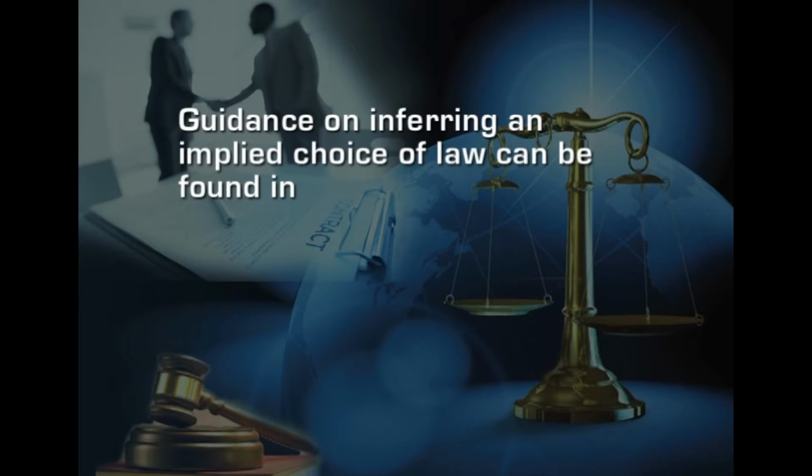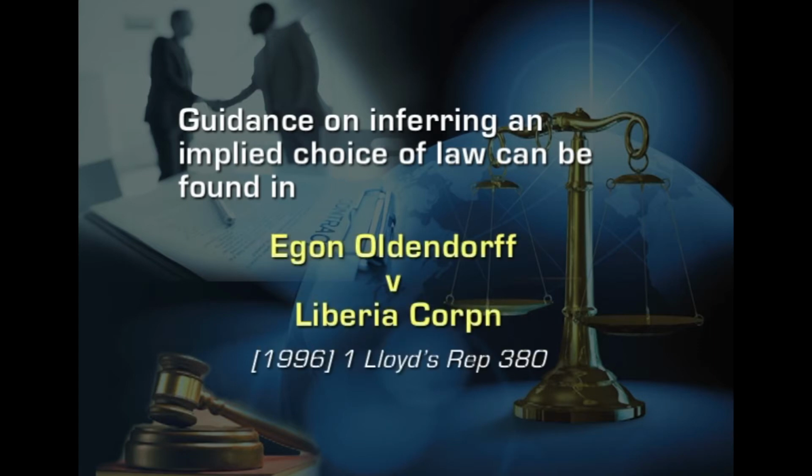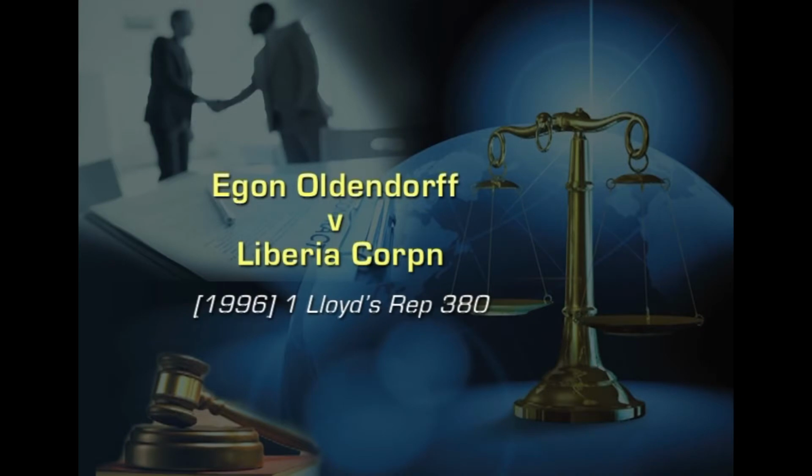Guidance on inferring an implied choice of law can be found in Egon Oldendorf versus Liberia Corporation case. A contract between a Japanese company and a German company did not have an express choice of law clause. There was an arbitration clause with arbitration seated in London and in the standard charter party contract. The parties had not expressly agreed whether English or Japanese law applied.